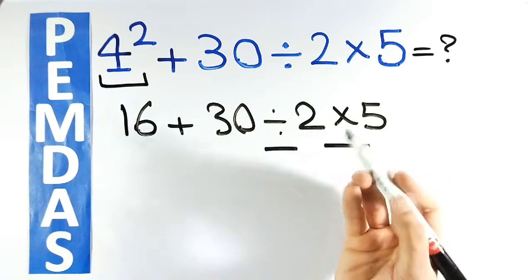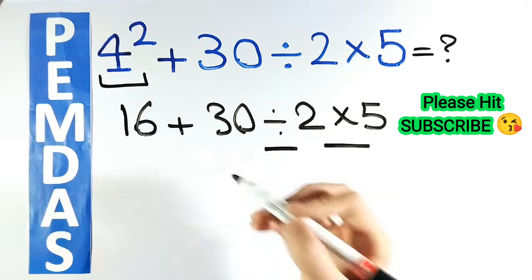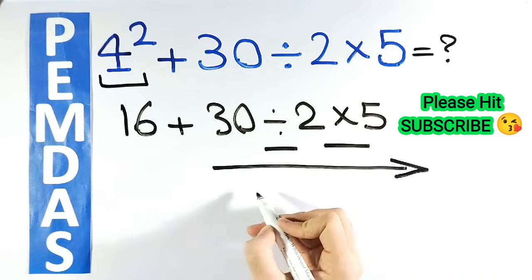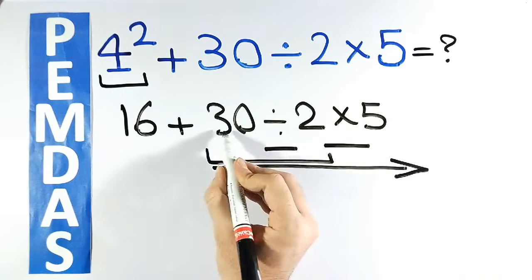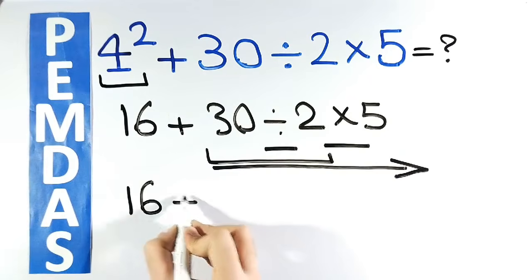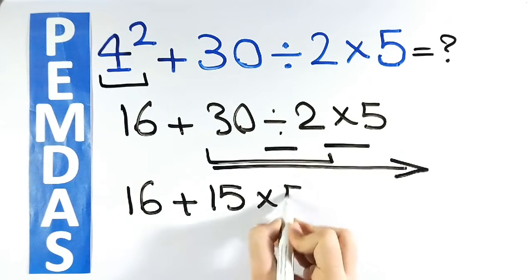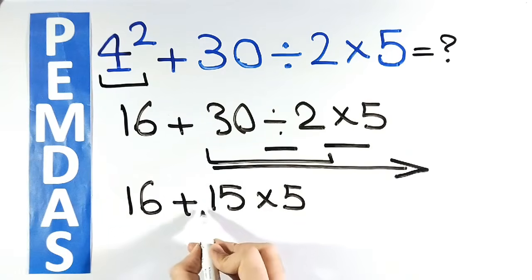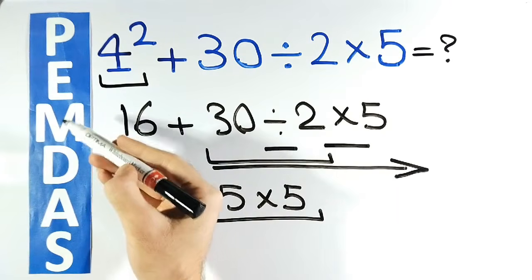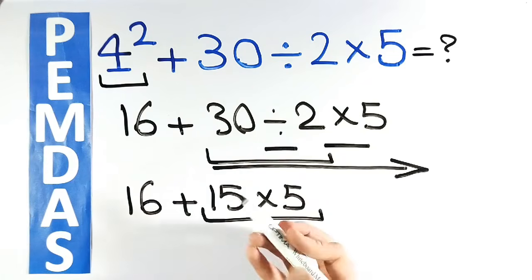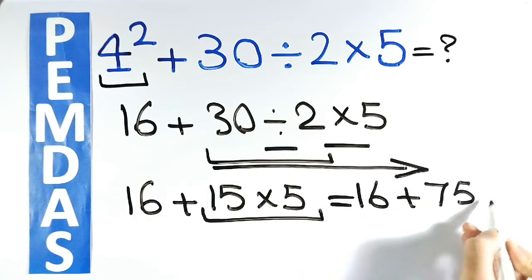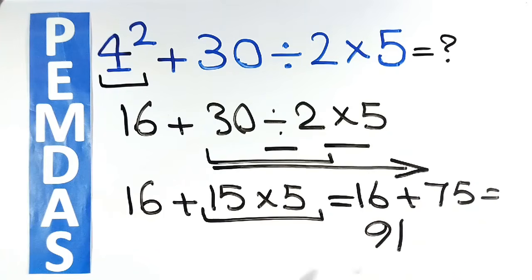However, it's really important to understand that multiplication and division have equal precedence, and we must perform these two operations from left to right. So, first we go for the division between 30 and 2, and instead of this expression, we can write 16 plus 15 multiplied by 5. And the final step, we go for the multiplication between 15 and 5, because multiplication has a higher priority than addition. So, we rewrite this expression as 16 plus 75, which finally gives us the answer 91.